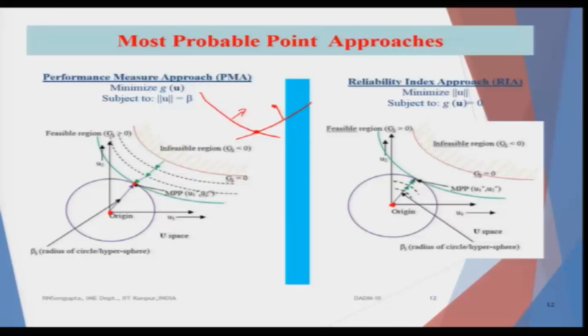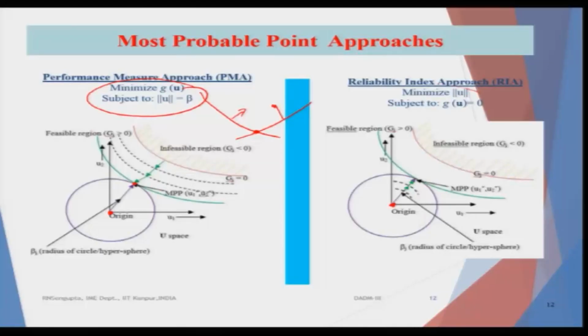So, the first iteration, I am again repeating it, was based on the mean values of the X's and the P's, and then the second iteration will start, you will get an answer, you will again do the Rosenblatt transformation, come into the U space, and again do either the PMA or the RIA approach. The RIA approach, again I am repeating, is that the circle starts expanding, the moment it is tangent, you report those u star values, u1 star, u2 star, and that radius is basically the level of beta.